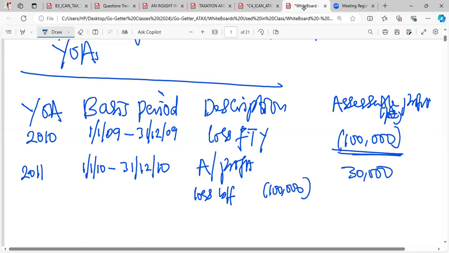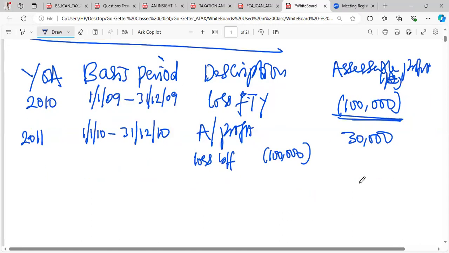Now, can you relieve this whole 100,000? Of course you can't. You don't have enough profits to relieve the loss. So what do you do? You will say loss relief. You can only relieve as much as your profits can carry.